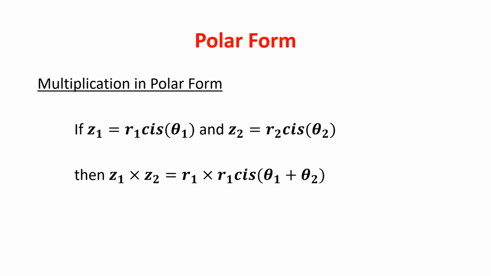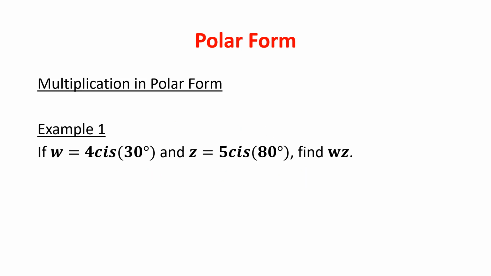If we have a complex number called Z1 with a modulus of R1 and an argument of θ1, and a second complex number with a modulus of R2 and an argument of θ2, then to multiply the two together, we multiply the two moduli, R1 times R2, then we write down cis, and then we add the two arguments, θ1 plus θ2. All right, let's show you with an example.